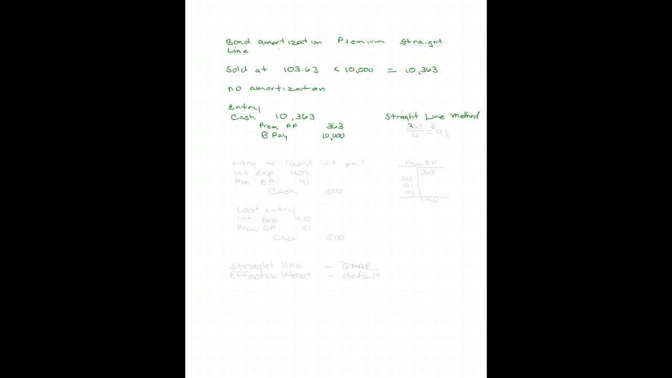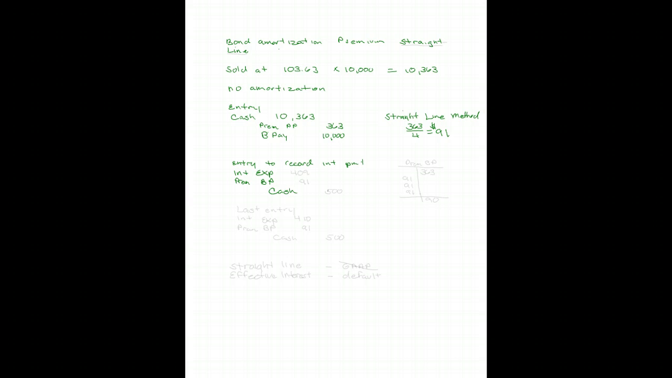We're going to write 363 of premium off over 4 periods, so divide that out. When you do, it comes up to 90.75. So I'm going to go with 91 3 times and round the 4th payment. So the entry to record each interest payment, which is paid every 6 months, is going to be interest expense, premium on bonds payable, and cash.